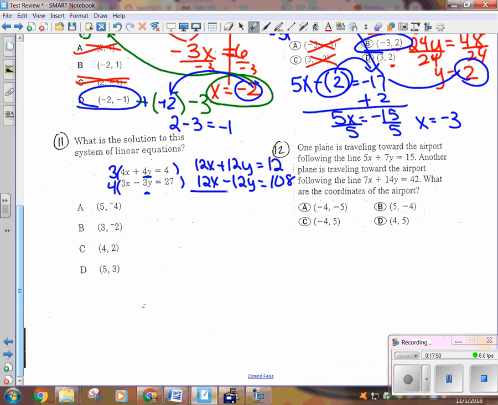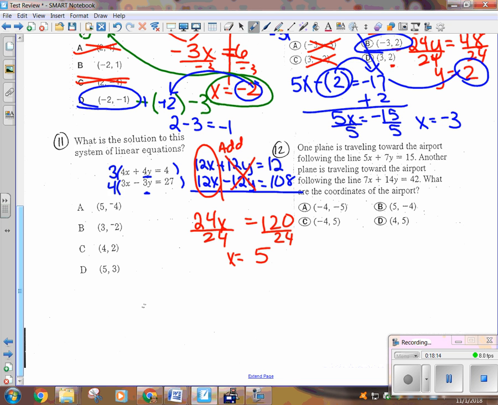So now we're going to add the equations. Add the two equations. So when I add 12 and 12, I get 24x. These add up to be 0, so they're canceled. And when I add up these, I get 120. Divide by 24. x turns out to be 5.